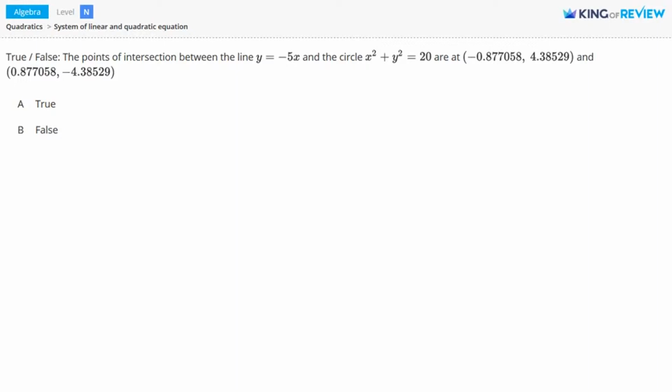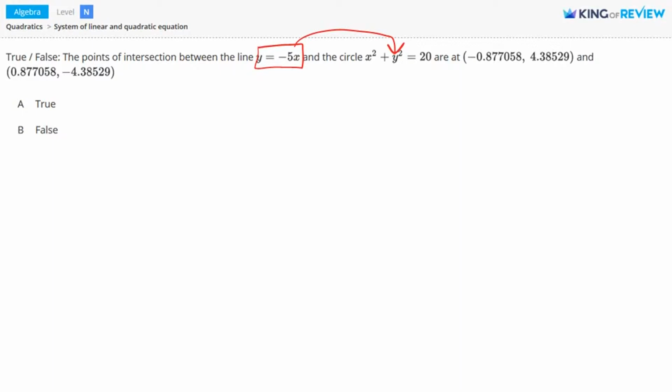So one method for solving this problem is to find the points of intersection using substitution. We have an equation here for y equals negative 5x, and we're going to substitute negative 5x into the second equation for y, right here. So what does this look like?